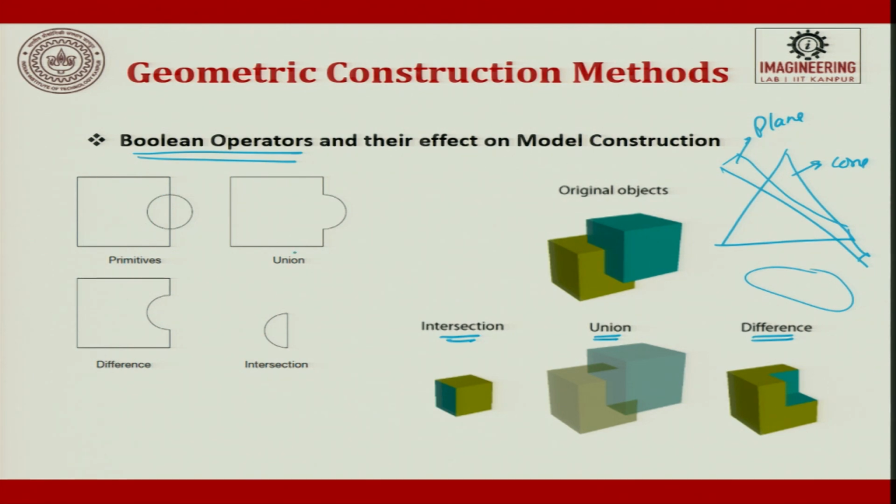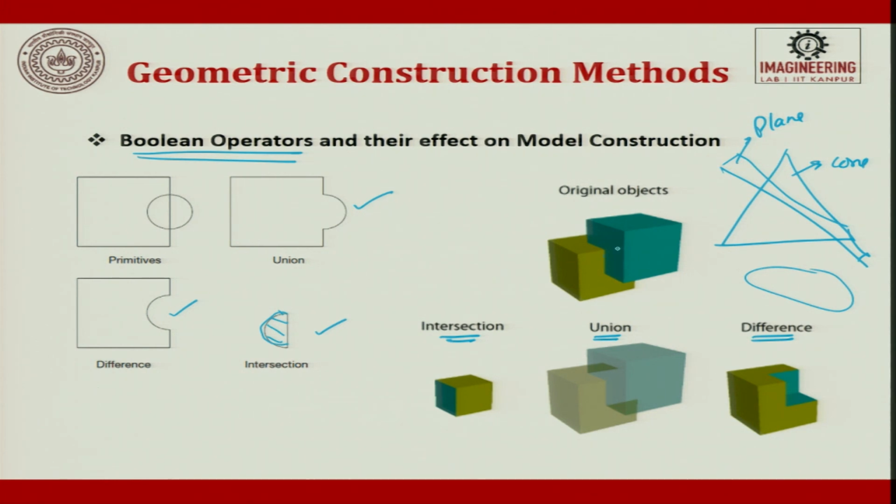So, when you say A union B, you get this union; this half goes away. When you say A intersection B, you try to get this portion because this is the portion common to both. You say A difference B, this is what you get. So, either you can choose this for your requirements. That is the beauty of using Boolean operation.